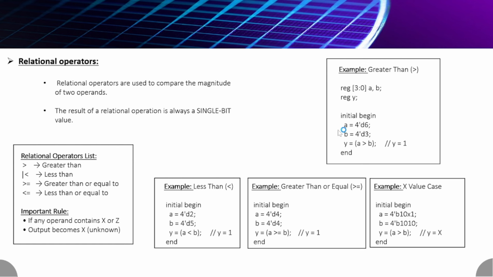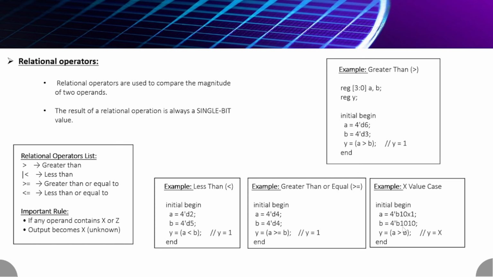In the greater than example, if A is 6 and B is 3, the condition A greater than B becomes true. So the output is 1. In the less than example, if A is 2 and B is 5, then A less than B is true and the output is again 1. In the greater than or equal to example, when both values are equal, the condition is still true. So the result is 1.